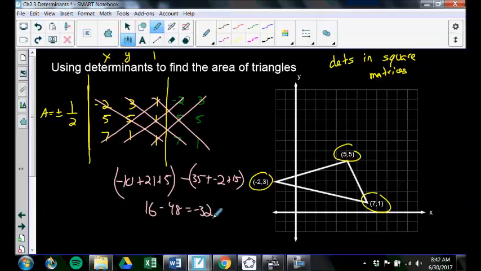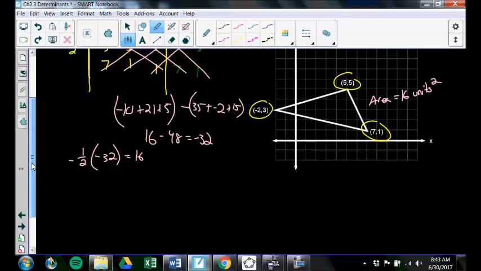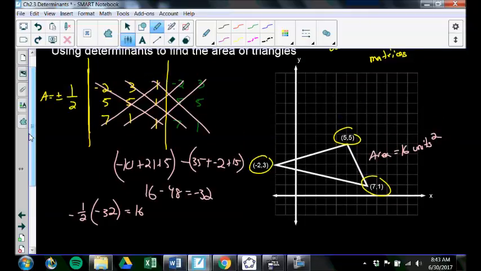So I'm going to take that -32 and do -1/2 times -32, and that gets me 16. The area of this triangle equals 16 square units. So to find the area of a triangle, you can just take the determinant of the coordinates of the triangle and cut it in half, and then either make that positive or negative.